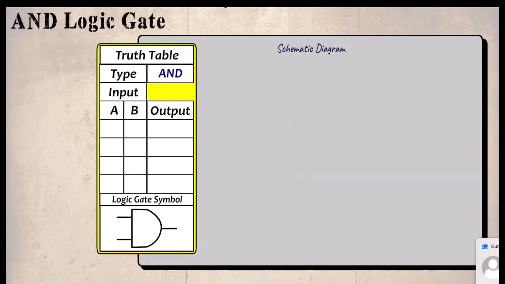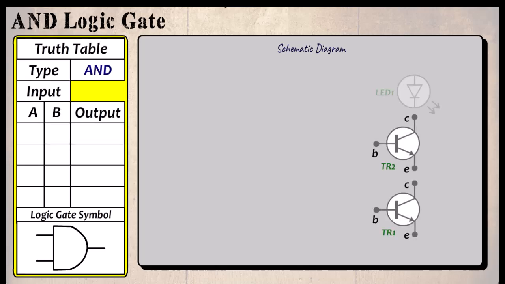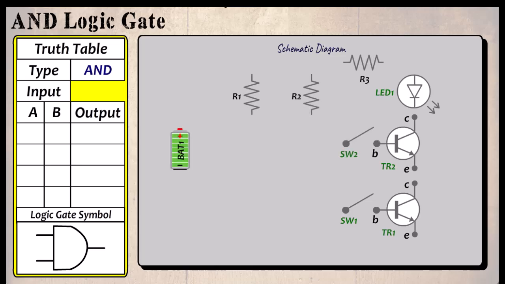Now to make a schematic diagram for this logical gate. Since we have two inputs, we must include two transistors and an LED to indicate the output, two switches to control the input to both transistors, the battery, and three protection resistors.